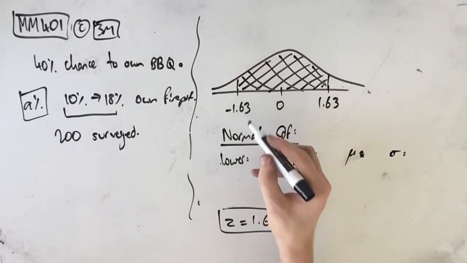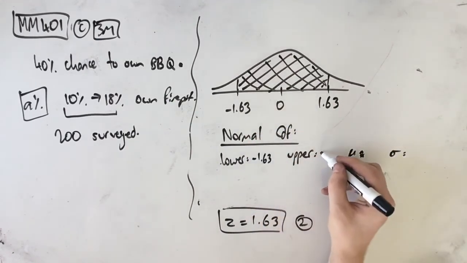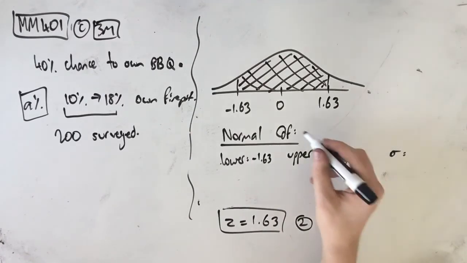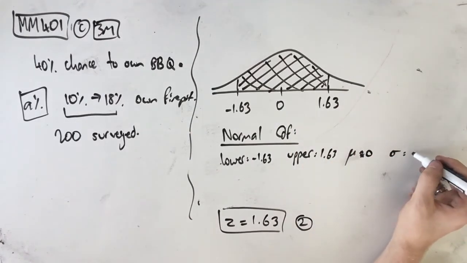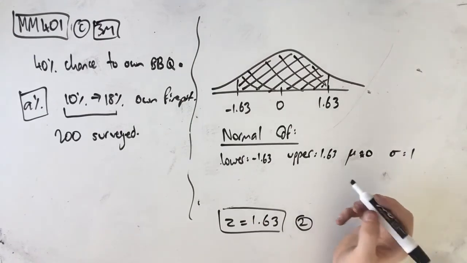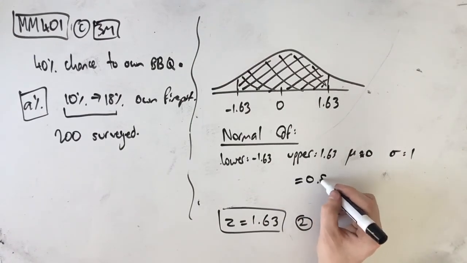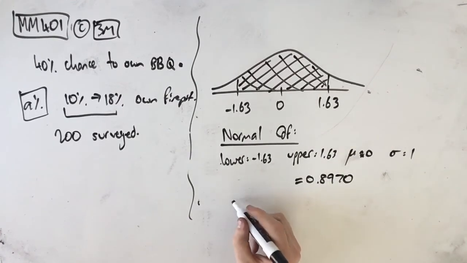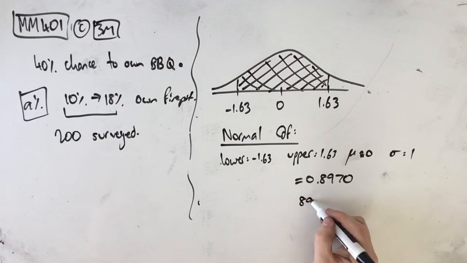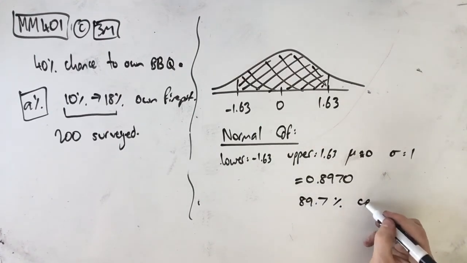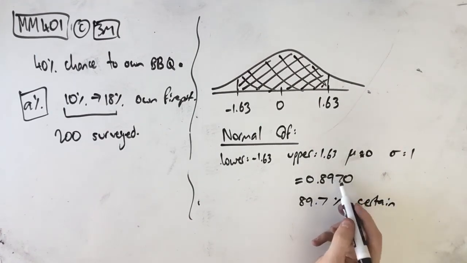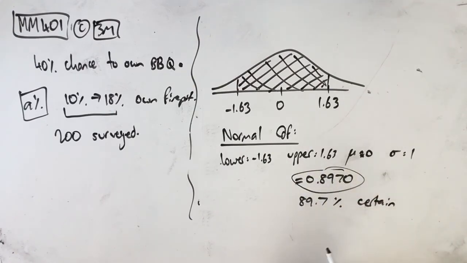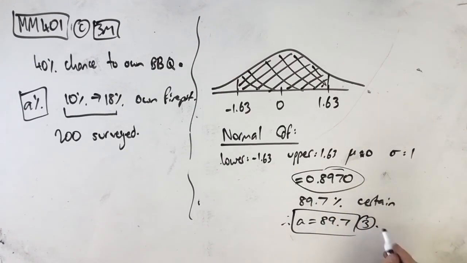So our lower is negative 1.63, upper is 1.63, our mean is always 0 when we're doing this, and our standard deviation is always 1. What that spits out is 0.8970, which means that we are 89.7% certain, because in percentage form this is 89.7. So therefore, A equals 89.7. And that's our third and final mark for this question.